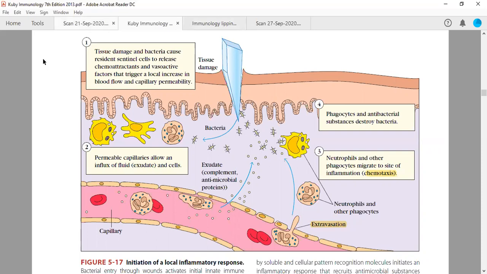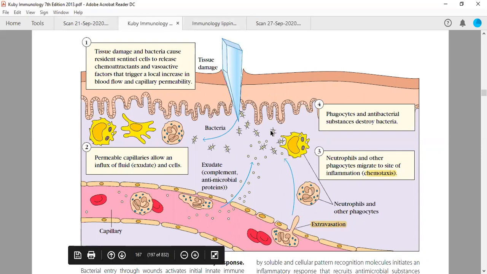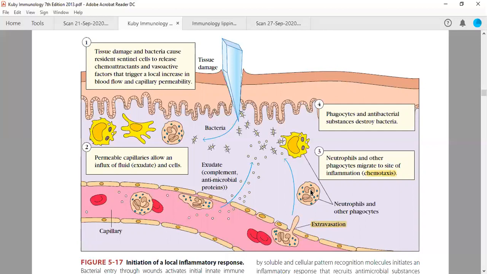Now, if you look into the diagram of the major cells, in the last class also I told you this is very important. The first cells which will reach the site of infection or injury are neutrophils, because neutrophils are also present in large numbers. They are 60 to 70% of all the WBCs present in the blood. So they will reach first at the site of inflammation or injury or wherever there is an infection in this area, right?